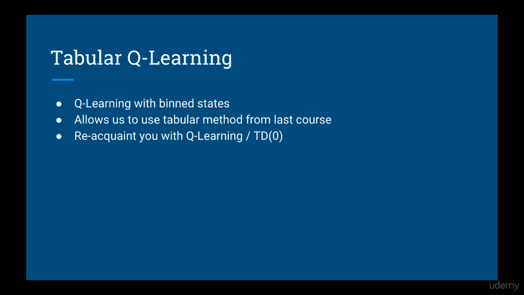Next, we looked at CartPole again, but using Q-learning with binned states. Using binned states allowed us to use the tabular method, which you're familiar with from the last course. This example also helped reacquaint you with Q-learning, which is a simple TD0 method we reviewed earlier.